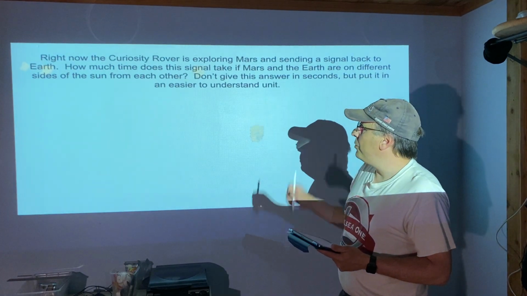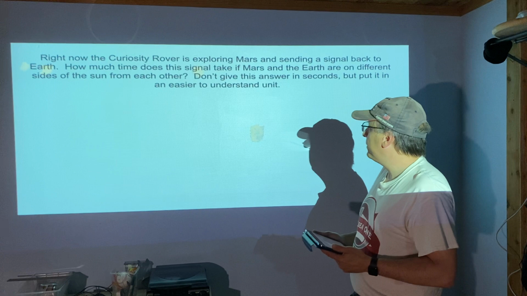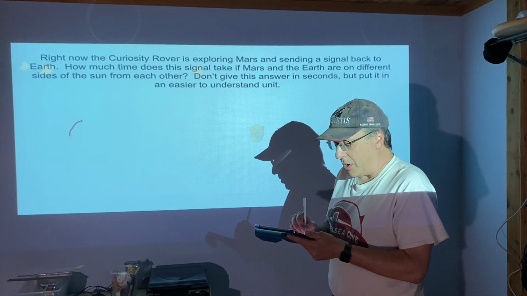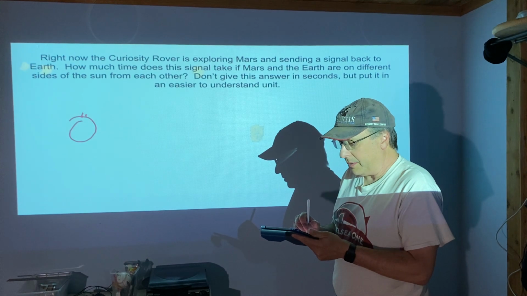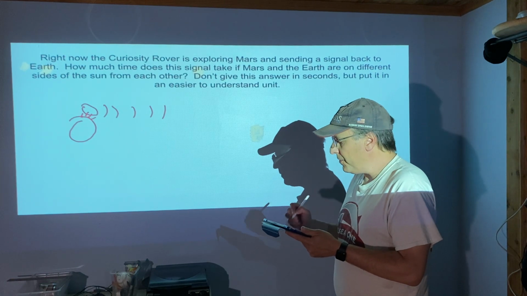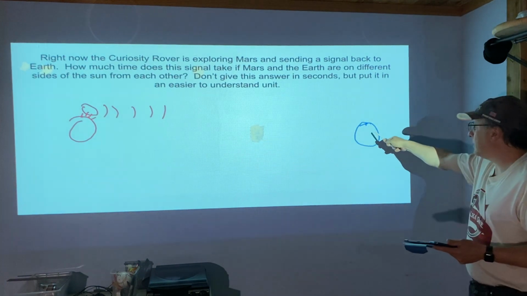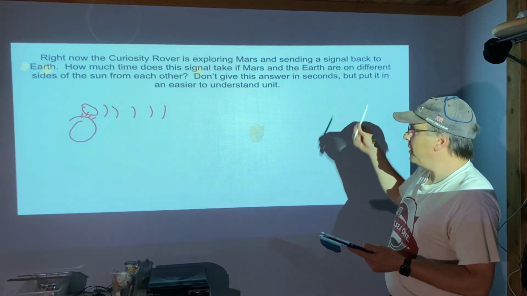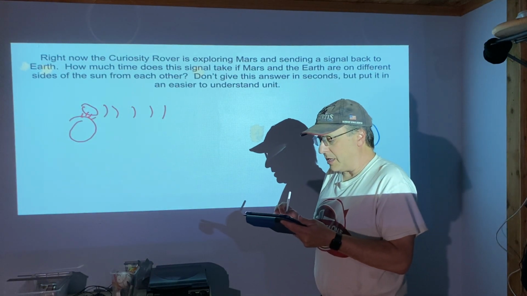Okay, then I'd like you to do one with the Curiosity rover. Right now there is a rover on the planet Mars that is exploring the surface, and it sends signals back to Earth. I want you to figure out how much time it takes the signal to go from Mars to the Earth. We're having Mars and the Earth on different sides of the sun.